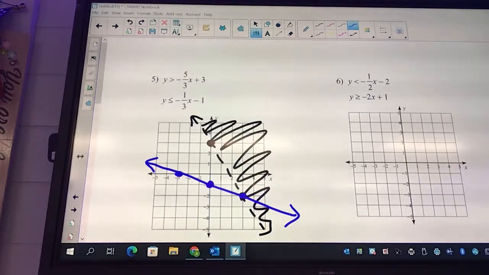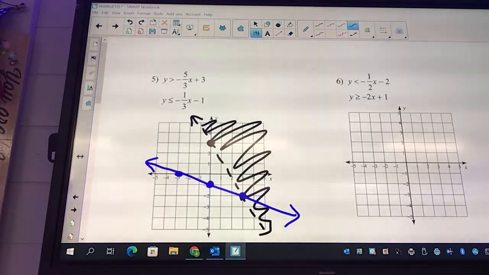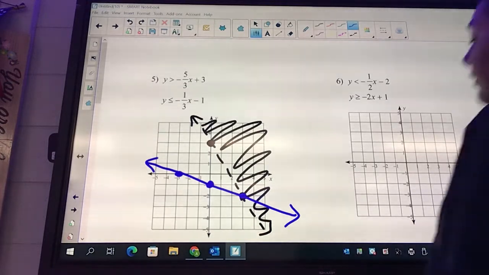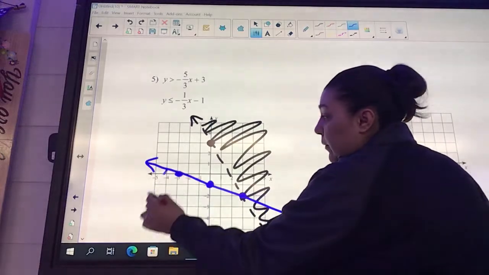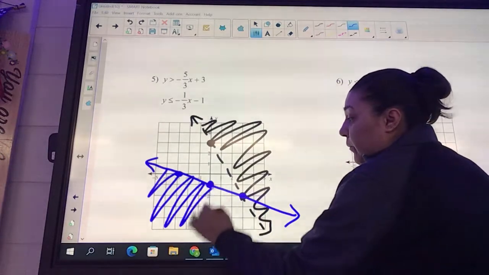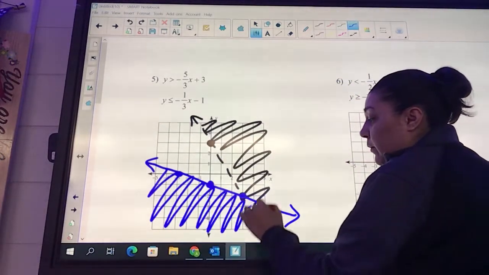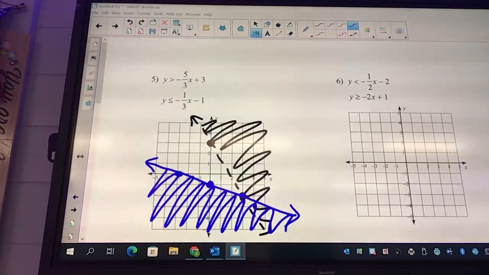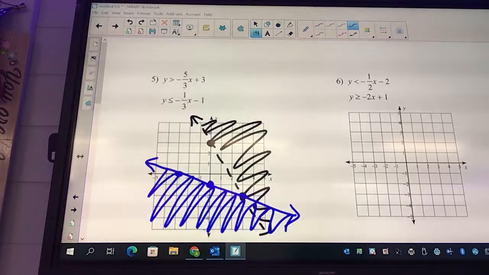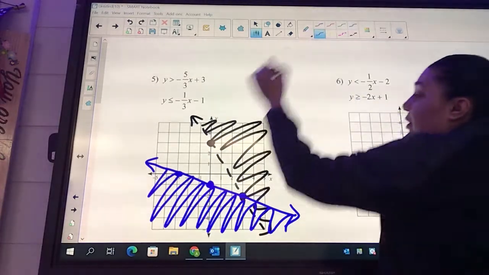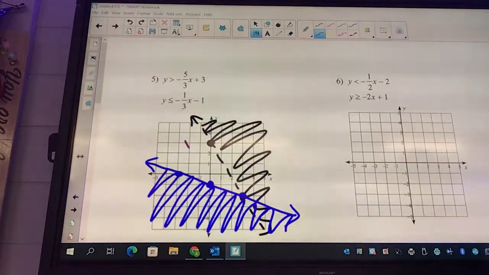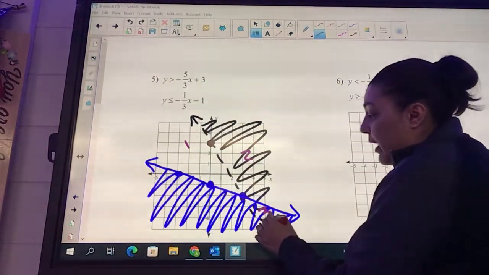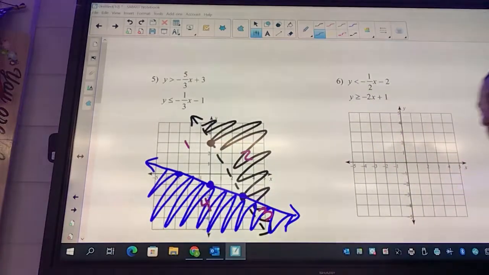Okay, and then it says y is what? Less. So am I going to shade positive 5 or negative 5 side? Negative 5 side, so everything below this line. Okay, and then same thing, we have 4 sections. I got one section that's just nothing. Okay, I got one section, you see, that's just black. We got a blue and black, and then we got just a blue.